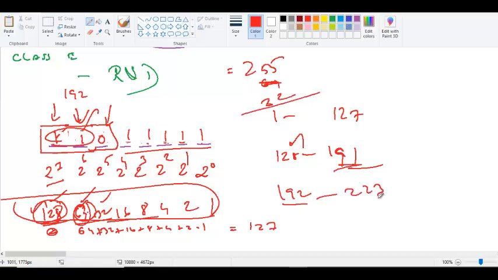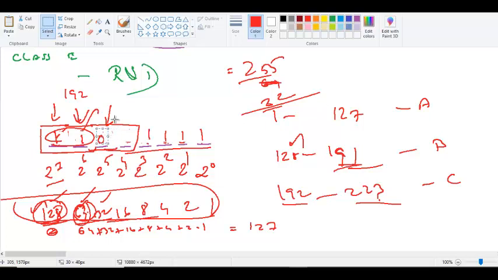That is class C range, class B range, class A range. Now you know how they might have derived that multicast range. You already got a clue. Simple. They moved one more bit here, and they moved the 0 to the right. 110.